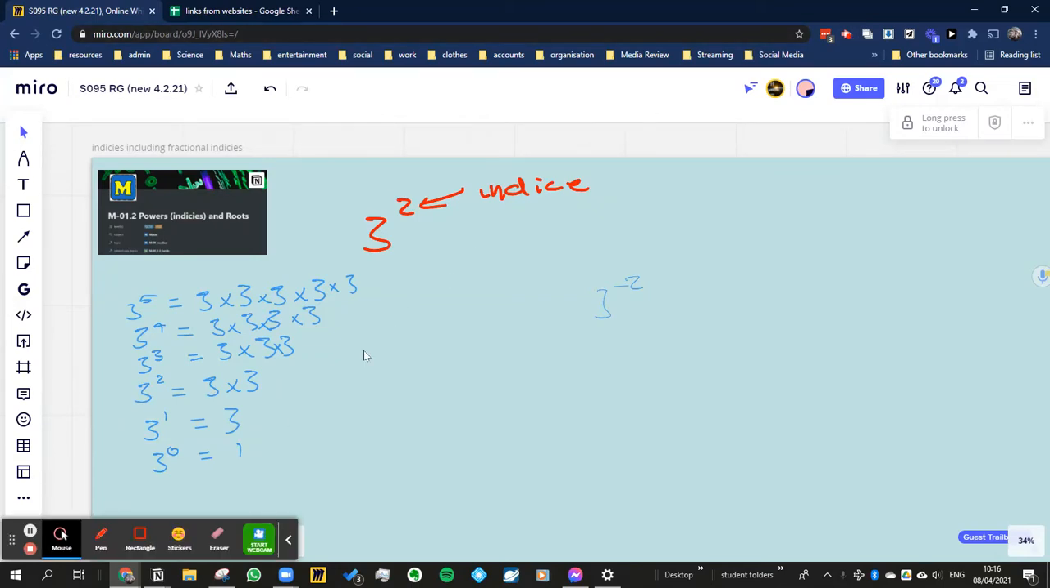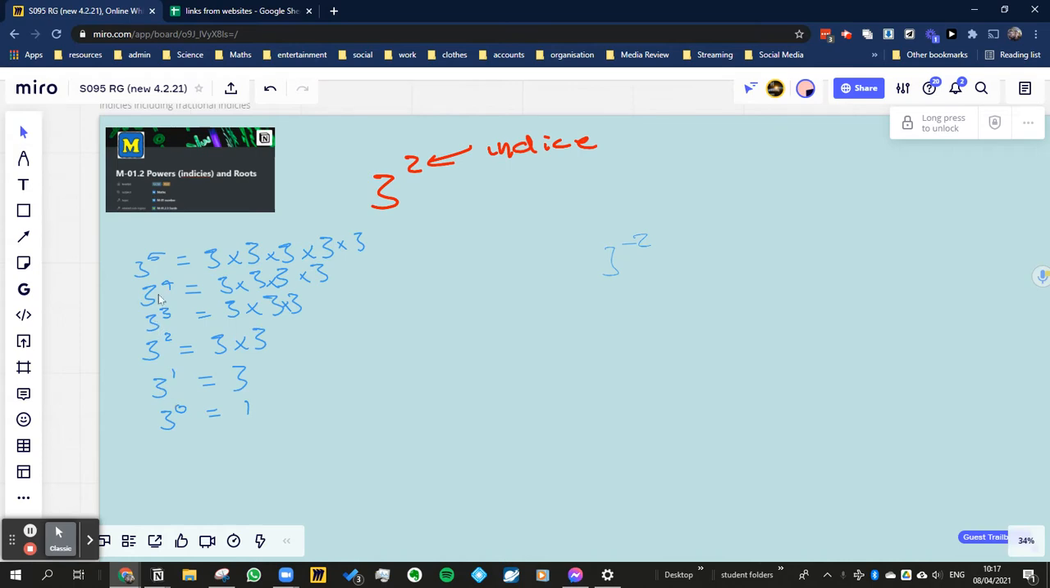So what we're trying to understand here is what indices or powers to the power of zero and to negative powers are. What does that mean, and why is it what it is? So if we have a look at 3 to the power 5, we know that 3 to the power 5 is 3 times 3, basically, you do it 5 times. So you get 1, 2, 3, 4, 5.